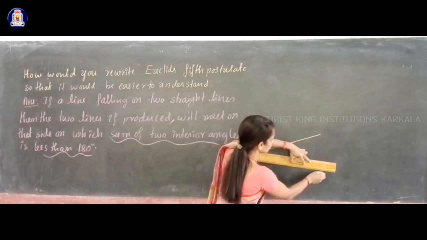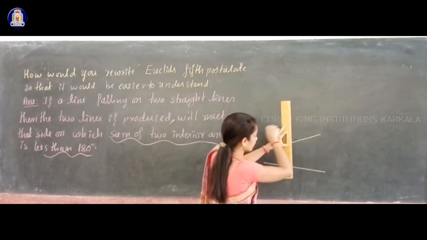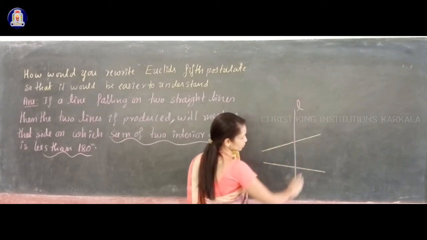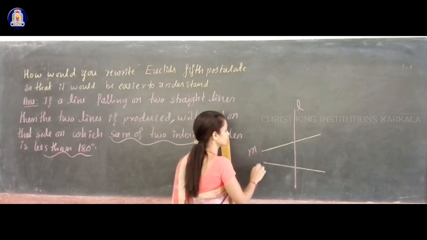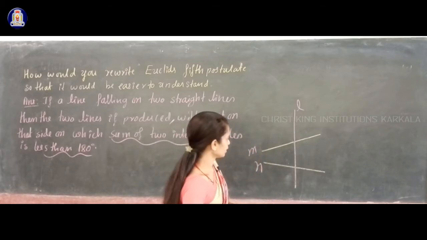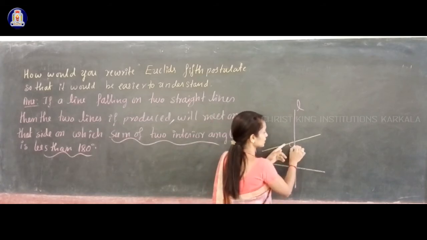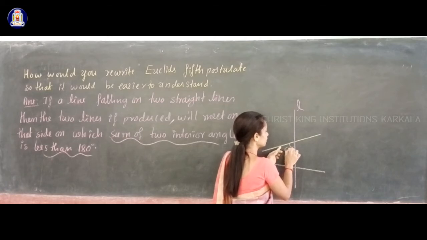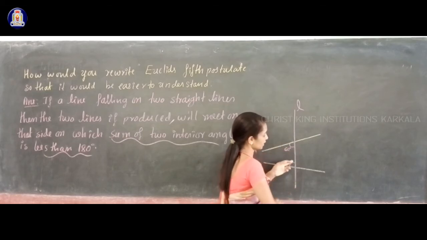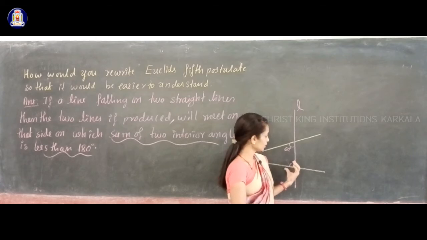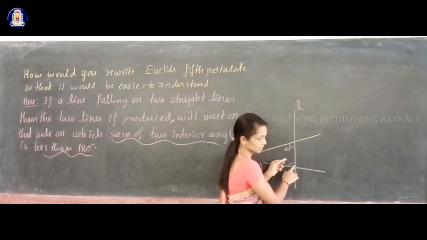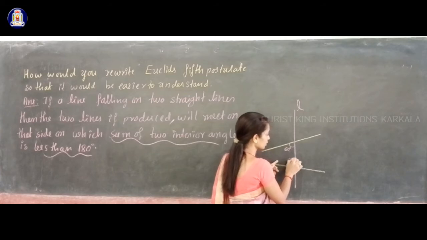Suppose you have two line segments like this, and one more line, say L, that is falling on these two lines M and N. If I take this side, you can see that this angle is less than 90 degrees. For example, I will take this angle as 60 degrees, and this angle is also less than 90 degrees. Clearly, you can see that this is not perpendicular. These two lines are not perpendicular, and you can see this is less than 90 degrees. I will take this as 50 degrees.